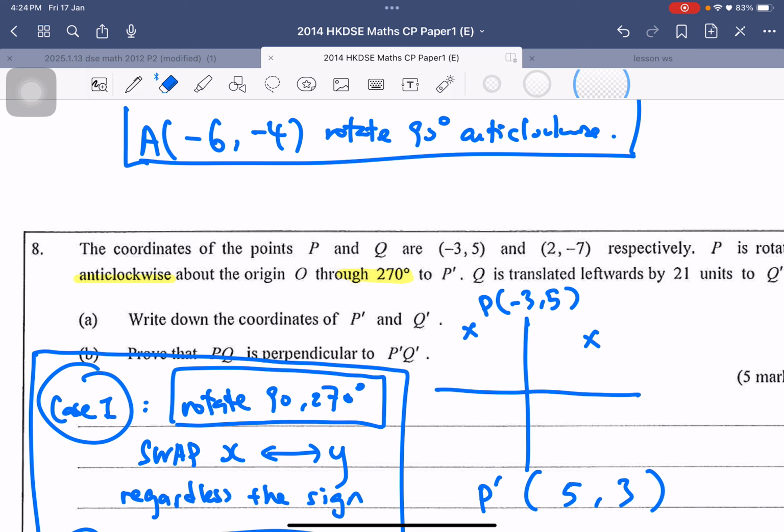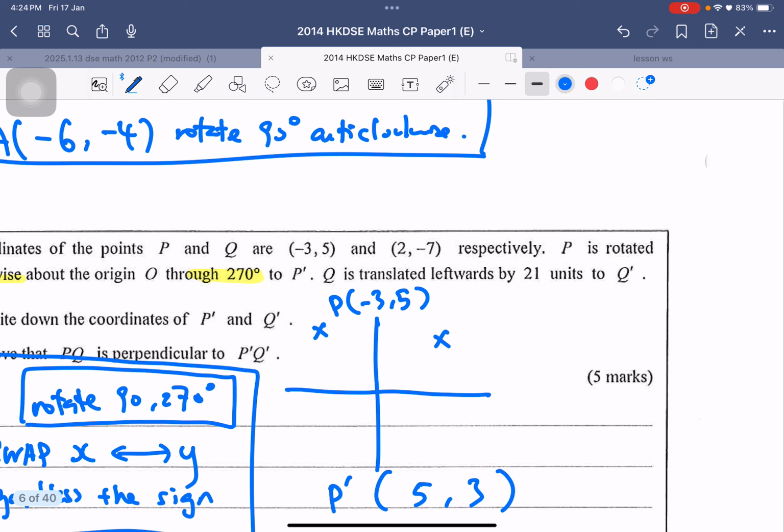4, -6, because it's still to draw the graph, isn't it? So where is the original point? 1, 2, 3, 4. 3, so it's going to be here. Anti-clockwise 90 degrees, here or here? It's going to the right, so it becomes here. So you swap the x and y, and then at this point the x is going to be positive and the y must be negative. So it's going to be 4, -6. Okay?